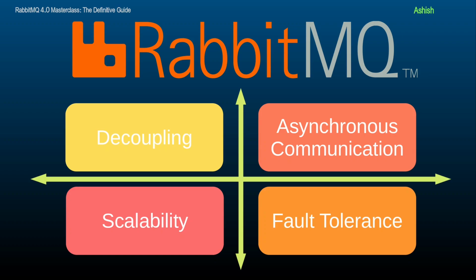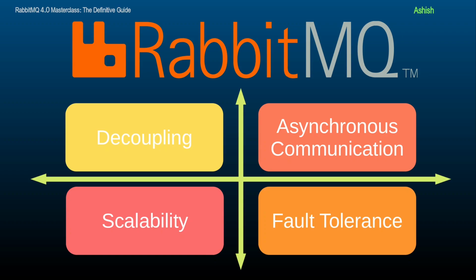A message broker can distribute the load across multiple consumers, ensuring that no single consumer is overwhelmed with too many messages, and the system can scale horizontally. If one part of the system fails, such as a consumer, the message broker ensures that messages are not lost and can be retried or processed once the consumer is available again.